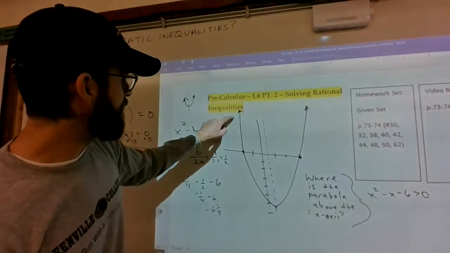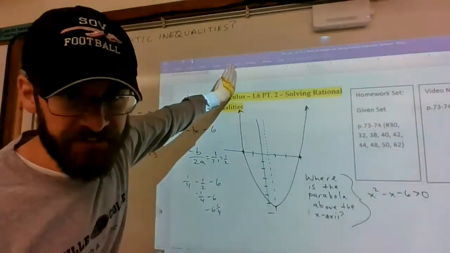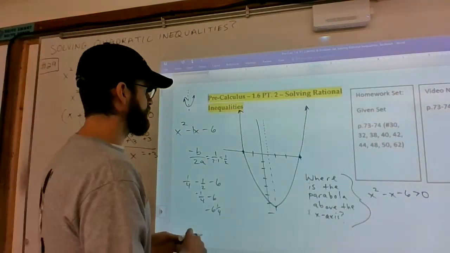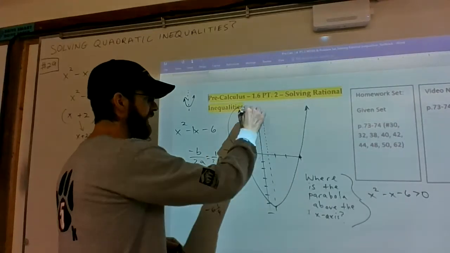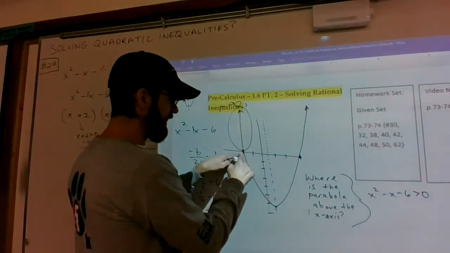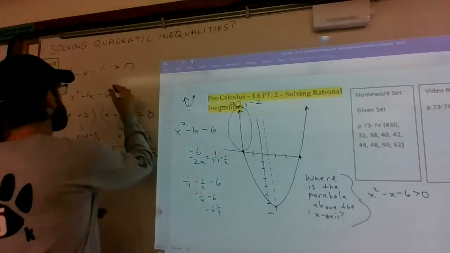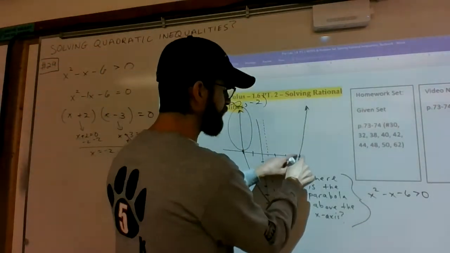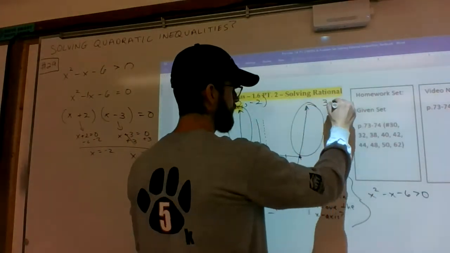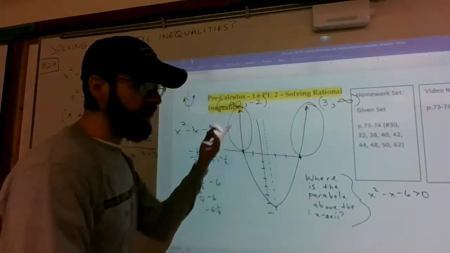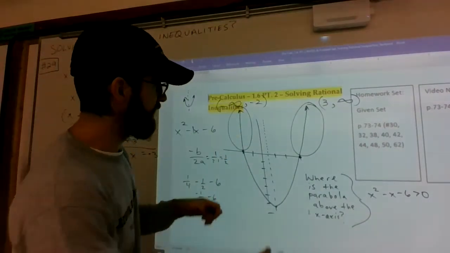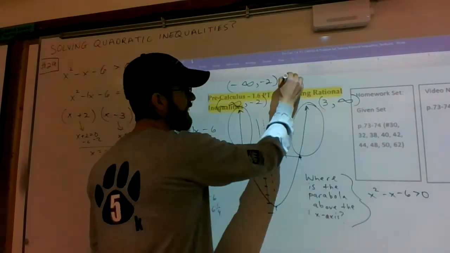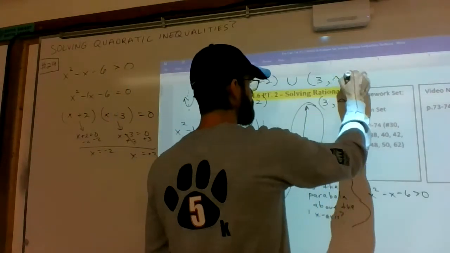Okay, so it's doing that forever, which you can think of from a leftmost perspective. It keeps going and going that way. So this part is negative infinity to negative 2, not including it because it was greater than. And this is going to be 3 to infinity, also not including that. So we know our answer. It's negative infinity to negative 2 in union with 3 to infinity.